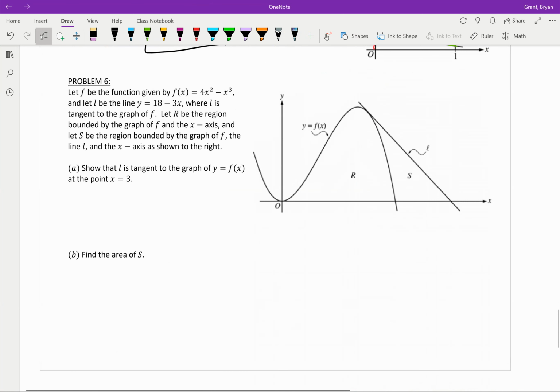Okay, last one. A couple things. First, we need to show that L is tangent to the graph of f of x at x equals 3. Well, tangent lines do two things. They have to contain the same point at x equals 3. So let's make sure they both have the same point.